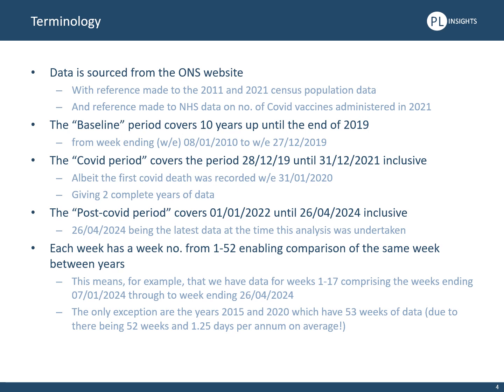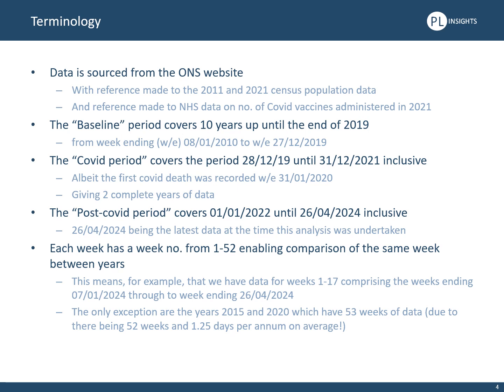I'm going to refer to three periods in the data set. The baseline covers 10 years worth of registered excess death data up to the end of 2019. So that's from the week ending 8th of January 2010 to week ending 27th of December 2019.